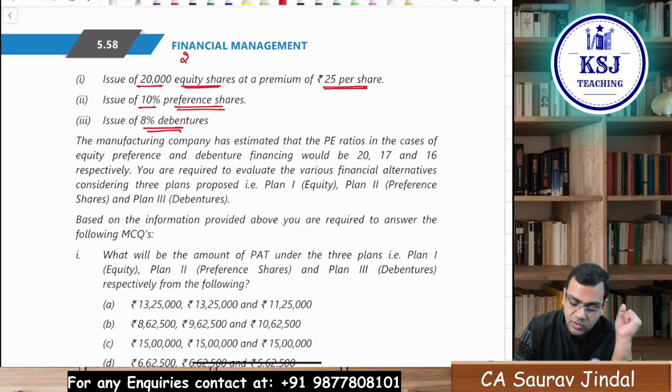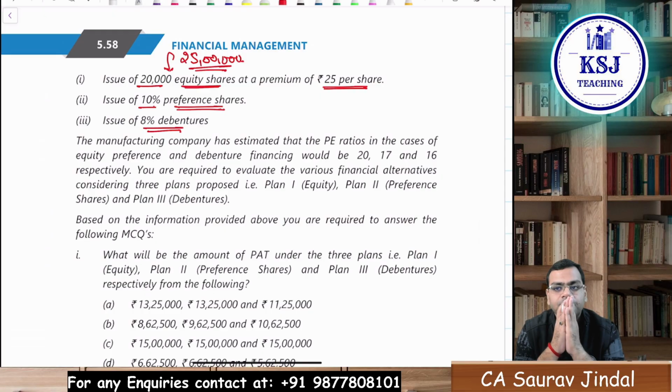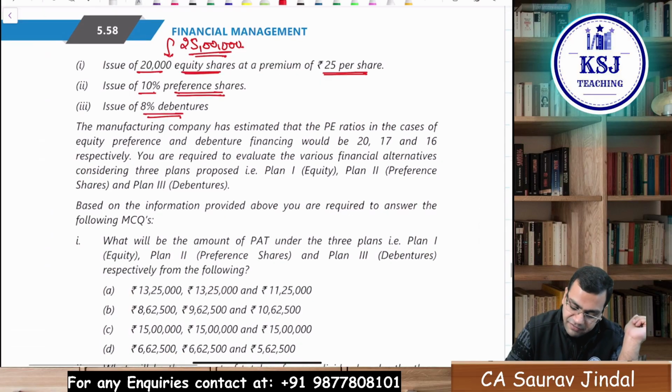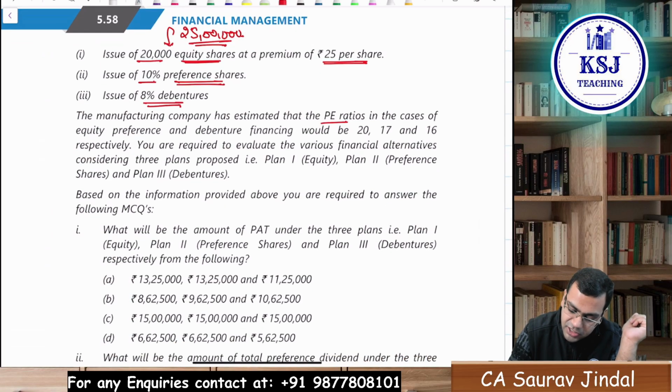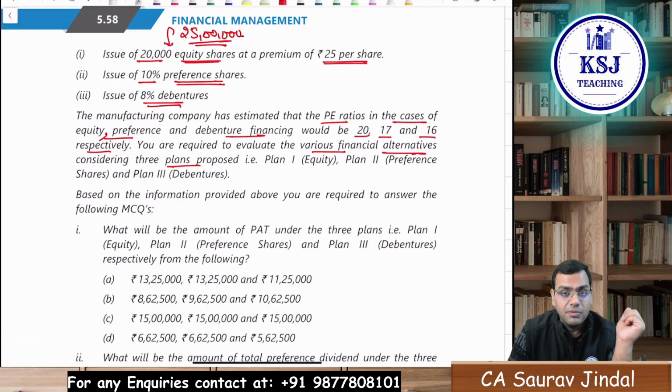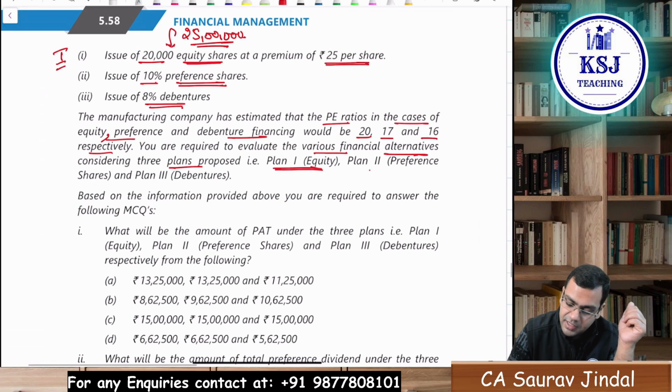For what? They want to raise how much money? They want to raise 25 lakh rupees. For raising this 25 lakh rupees, they have these options, right? The manufacturing company has estimated that the PE ratio in case of equity, preference and debenture financing would be 20, 17 and 16 respectively. You are required to evaluate the various financial alternatives considering three plans proposed as Plan 1 equity, Plan 2 preference shares and Plan 3 debentures, right?